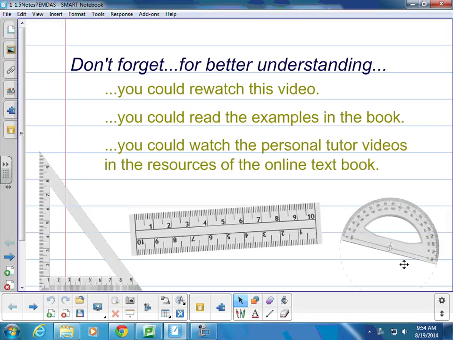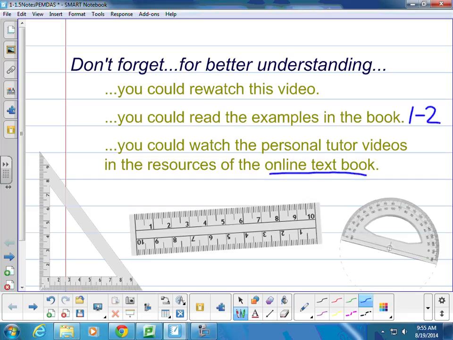This slide you will see at the beginning of most videos. It says, don't forget, for better understanding, you can do the following. Rewatch this video a couple times. You could read the examples in the book. There is no order of operations lesson, but this kind of starts off our lesson 1.2, which we'll do tomorrow. So if you did want to look in the book, on 1.2, that first page would be a good spot. You could also watch the personal tutor videos and resources in the online textbook, and you can find that on that class outline I gave you or on Moodle on how to get onto the online textbook.